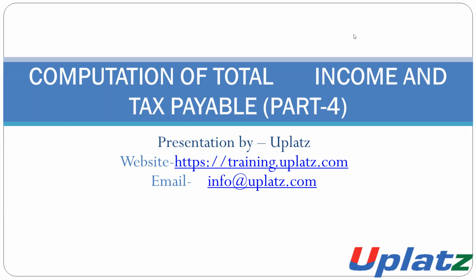Means for the purpose of computation, first we will determine the residential status of the assessee. Then we will classify the income in the respective heads, and then we will apply the provisions of each respective head. Then we will provide deductions, the deductions under section 10 and under chapter 6A, and then we will calculate the net total income of the assessee.